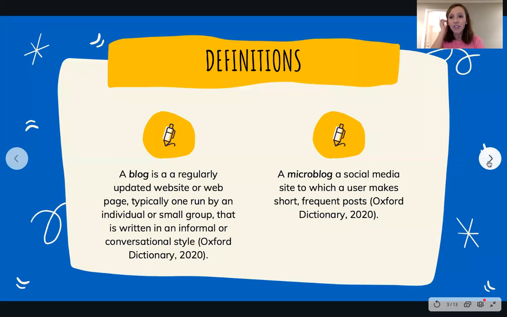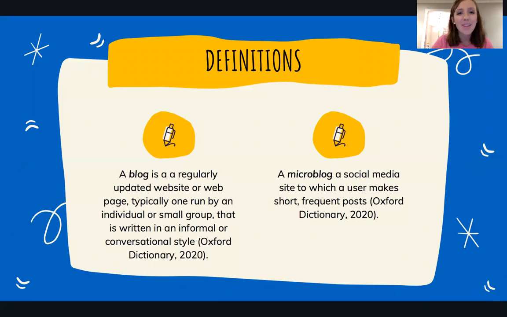Okay, so first let's just hit the basics. A blog and a microblog. I'm sure these are terms that you've heard. According to the Oxford Dictionary, a blog is a regularly updated website or web page, typically run by an individual or a small group that's written informally. So usually when you're reading a blog, it's not quite the same as reading a newspaper or reading a book. It's a little more conversational and casual.